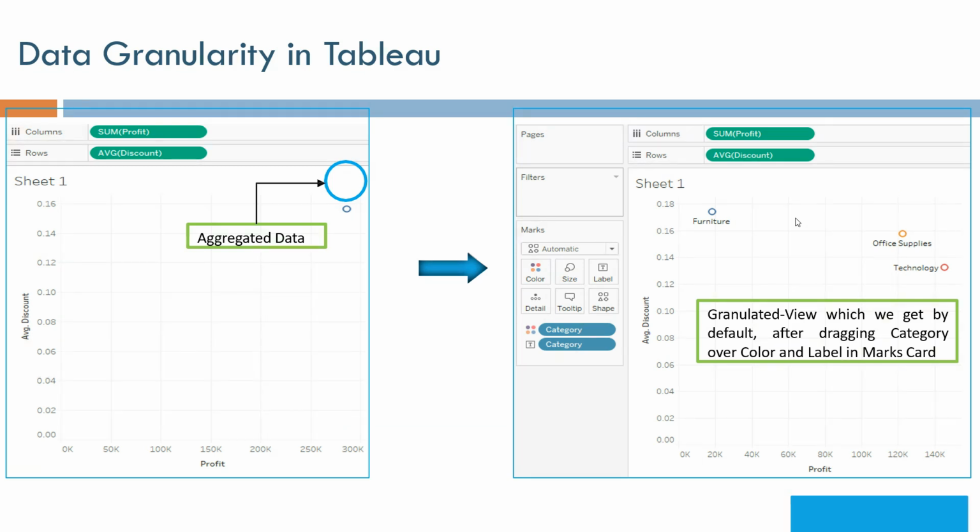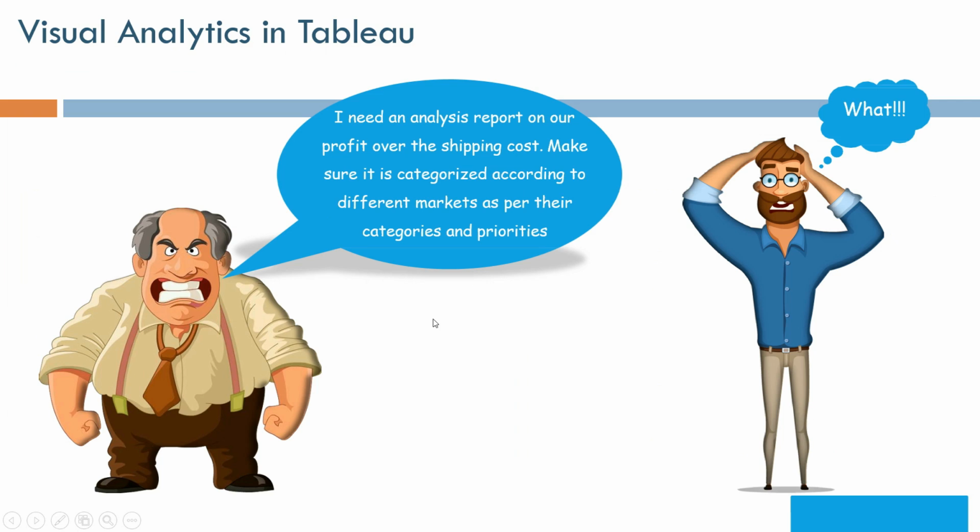Now we can drag and drop the category onto color and then the label. See, this data is grouped and displayed according to the selected data field. It helps users to understand the patterns and relationships of the data. Here we have the categories furniture, office supplies and technology, which are shown in different colors.